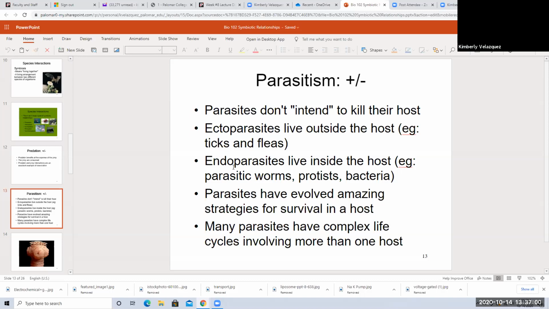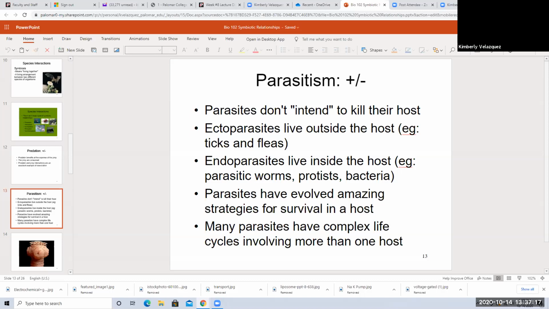But a good parasite doesn't intend to kill their host. They sometimes accidentally kill their host by really compromising the system of that host so much that the host dies. But a good parasite doesn't want to kill their host. It's too hard to find another home. So if the host dies, the parasite usually dies also.